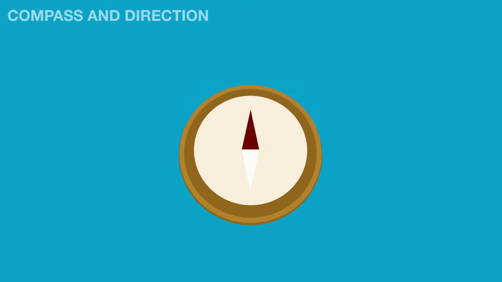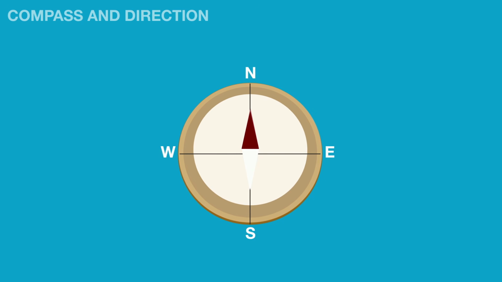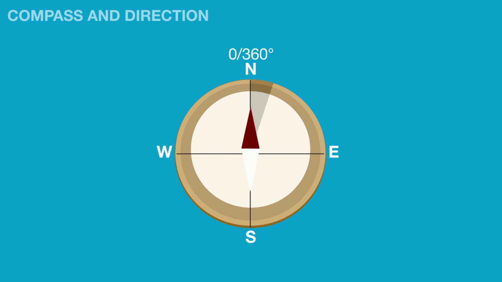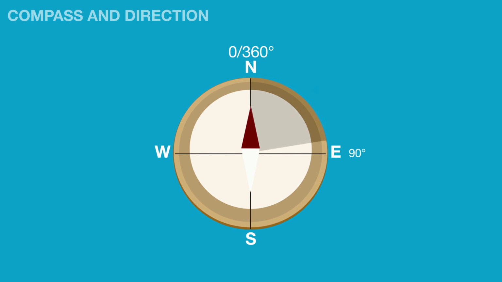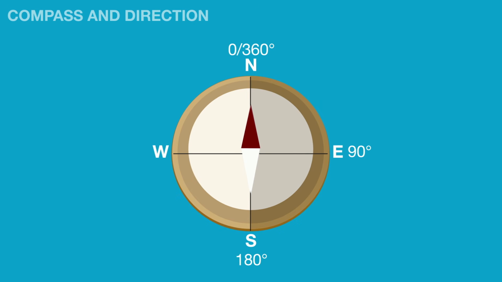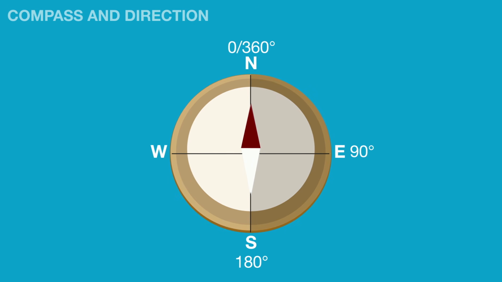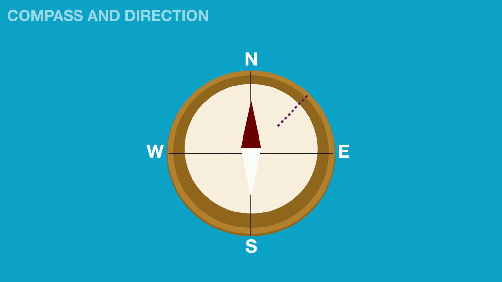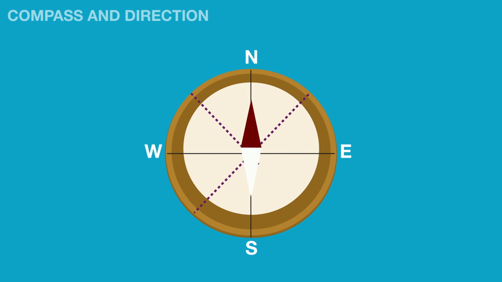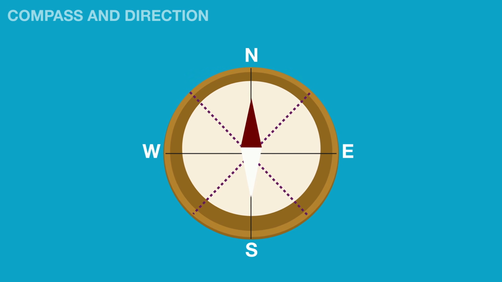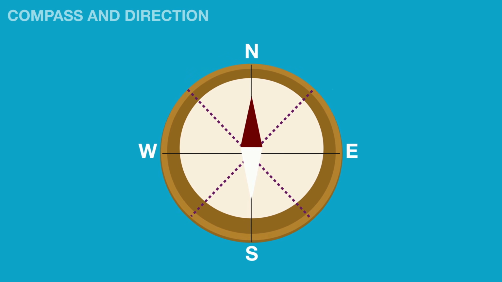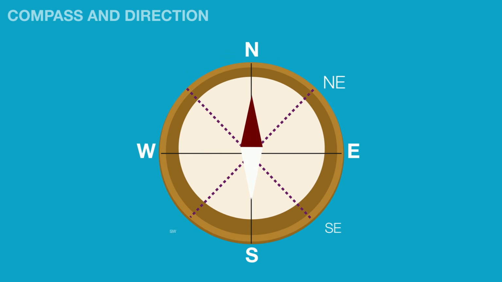These 4 points can also be described in degrees of a circle, north being at 0 degrees or 360 degrees, east being 90 degrees, south 180 degrees and west 270 degrees. By drawing a diagonal line between each of the cardinal points, you can create an 8-point compass which shows the additional directions for the northeast, southeast, southwest and northwest.